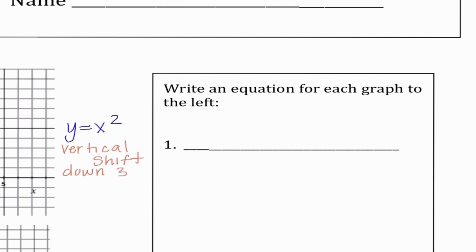So we learned earlier that whenever we have a vertical shift, we just add or subtract that value after our function. So this equation is going to be y equals x squared minus 3. Okay, so this is the equation that matches that particular graph.